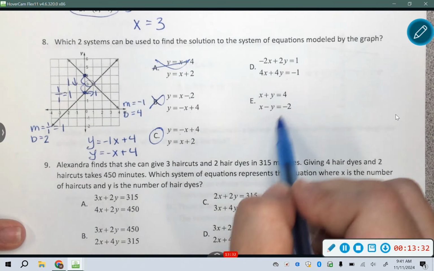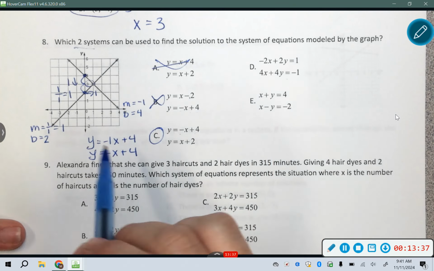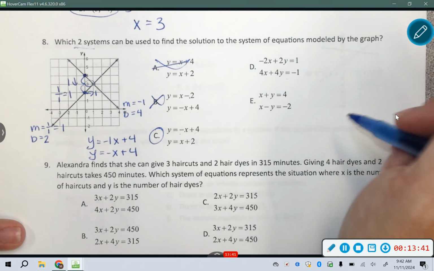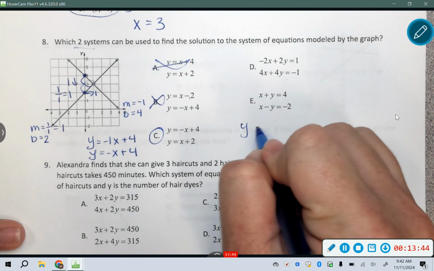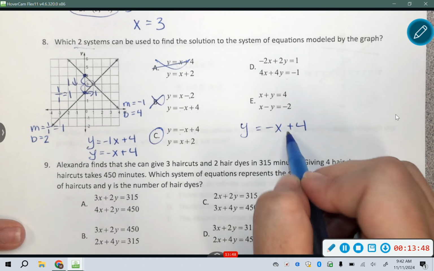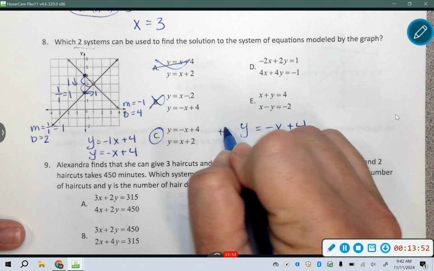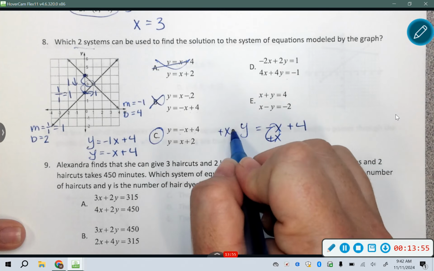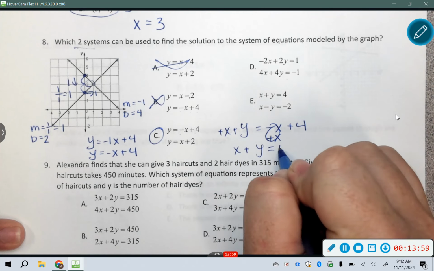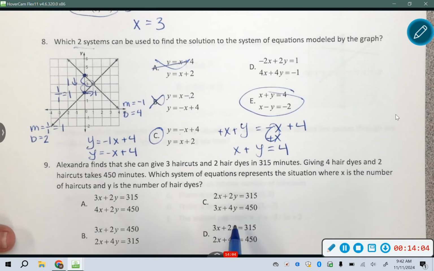Now, the other 2 answer choices, because it says I have 2 systems, so there's one of them. I need to find the other one. Well, they're both in standard form. Standard form is when x and y are on the same side. So I can take this first equation, y equals negative x plus 4, and I need to get x on the same side as y. How do I move x to the other side? I'm going to do the opposite. It's negative x, so opposite is positive x. And I want you to realize this is a positive y, so I have positive x plus y equals 4. Well, this doesn't have that. This one does, so E is my other answer.